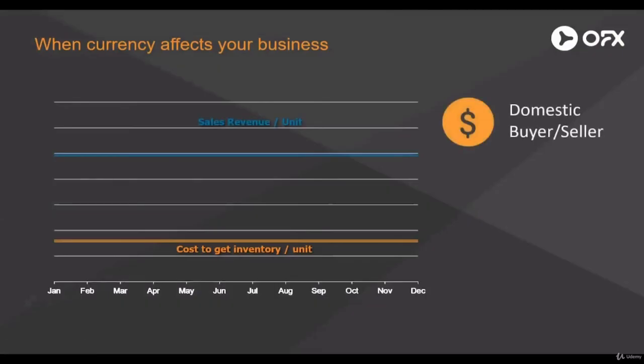This is just the bottom line here. The bottom line, this yellow line, is your cost to get inventory per unit, right? And this is if you're just a domestic buyer or seller. So if you were buying in dollars and selling in dollars, you have no currency exposure. You don't need to worry about anything, because the value of that currency is the same for revenue and for costs. Okay, so you don't care about it. It doesn't matter. You buy for 2, you sell for 10. Your interim costs are X, and you're making a profit.